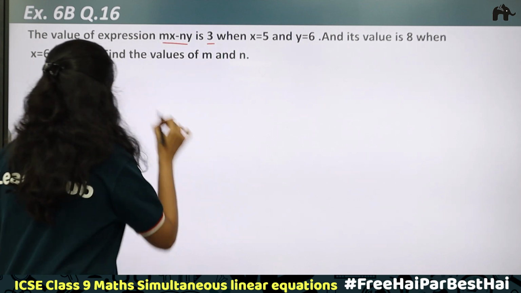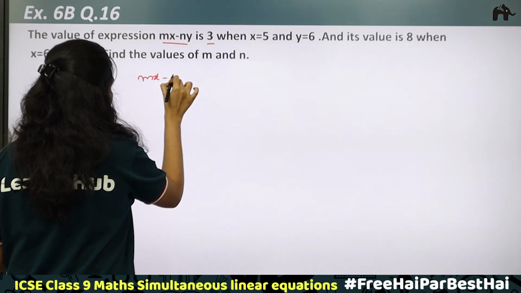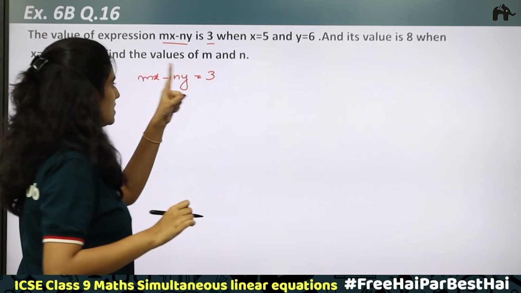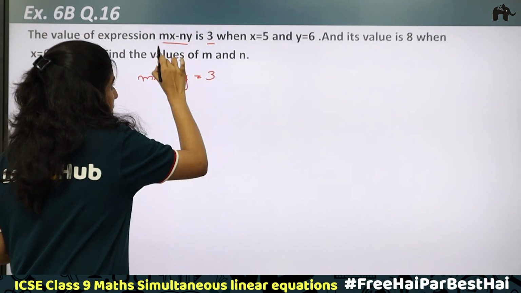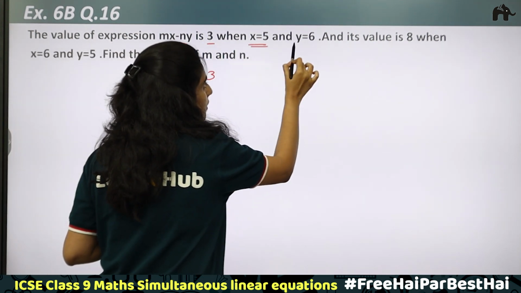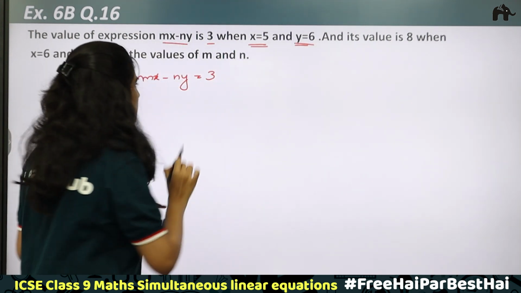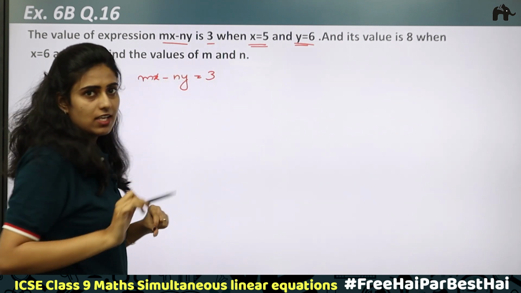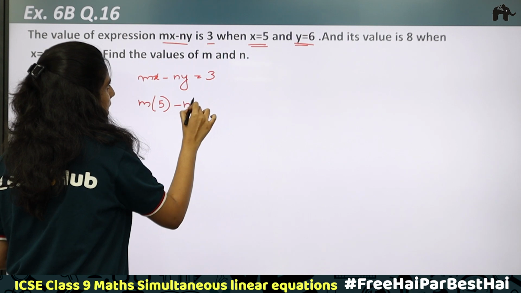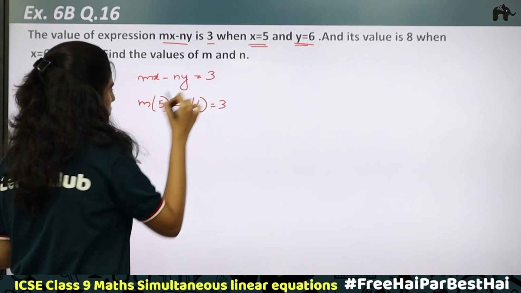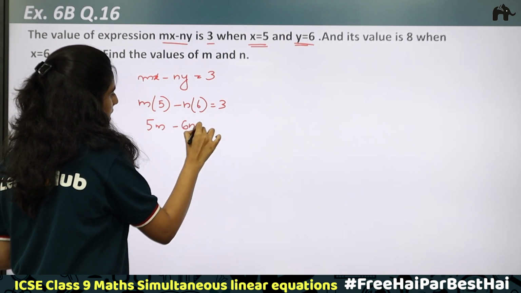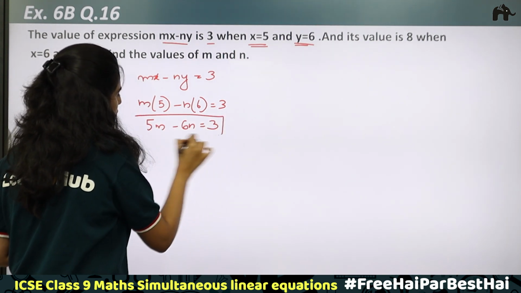The first expression is mx minus ny is equal to 3. When does mx minus ny become equal to 3? Only when x is equal to 5 and y is equal to 6. So put x is equal to 5 and y is equal to 6. m into 5 minus n into 6 is equal to 3, or 5m minus 6n is equal to 3. So this is the first equation.